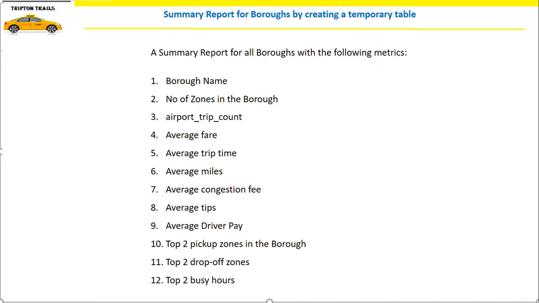I am creating a summary report for all boroughs. We have a total of 6 boroughs, I think. The summary report looks something like this. It will have borough name, number of zones in that borough, airport trip count, because a lot of revenue is driven by airport trips, and average fare, average trip time, average miles, average congestion fee, average tips, average driver pay, and top 2 pickup zones in that borough, top 2 drop-off zones in that borough, and top 2 busy hours. On the whole, this is a comprehensive report covering most of the statistics needed to understand a borough.